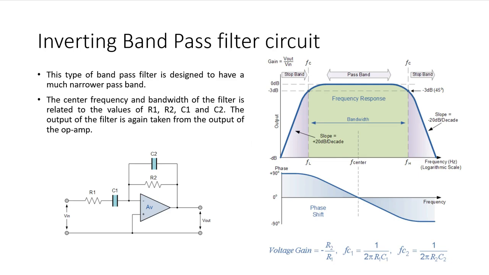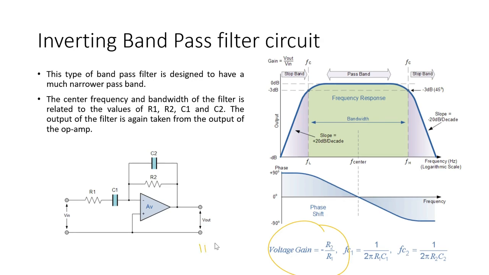Now we are discussing an inverting amplifier. The inverting amplifier has an equation a bit different from the non-inverting one. In the non-inverting case, it is 1 plus R2 by R1. It is not like that here, but it is minus R2 by R1 because the feedback is on the inverting end. Okay, so this is the only difference in it.